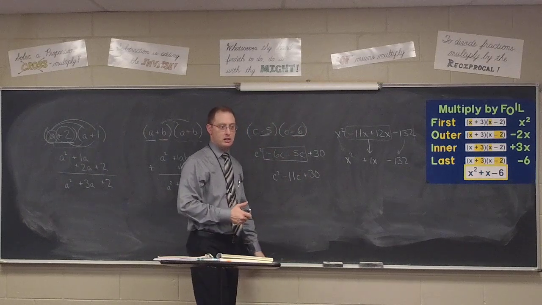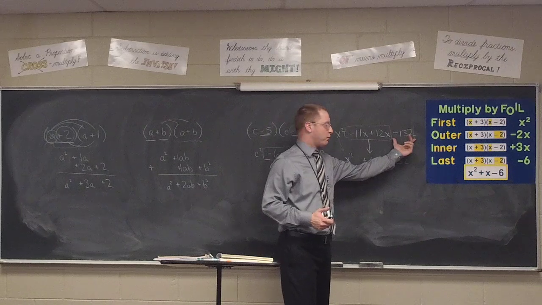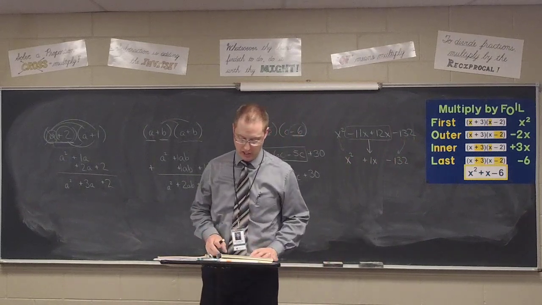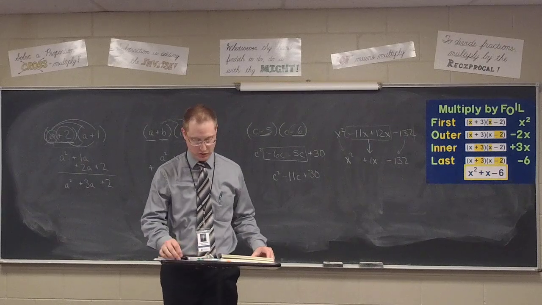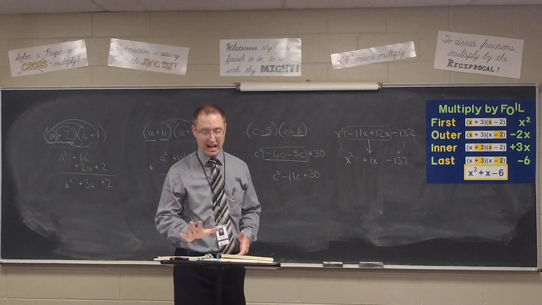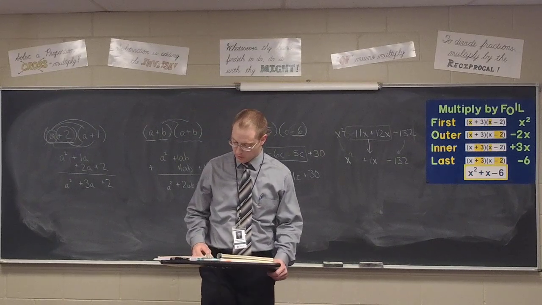The last is negative 132, and then we just had to combine all of that in the final answer. Tackle number 18 at your seats. See if you can figure the whole box yourself. The first, the outer, the inner, the last, and then combine where you can, leaving only your simplified answer.